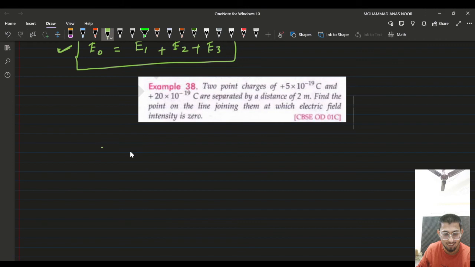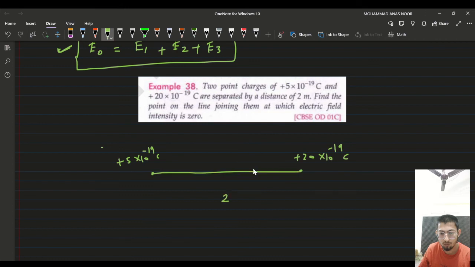So two point charges, they are all positive: 5 into 10 to the power minus 19 and plus 20 into 10 to the power minus 19 coulombs. They are separated by a distance of 2 meters. So let's draw it, say this is 2 meters. Find the point on the line joining them, this is the line that joins them, at which the electric field intensity is 0.